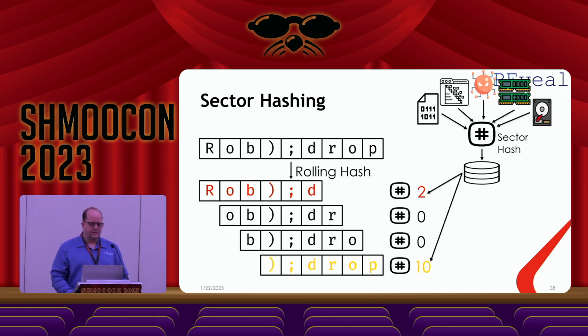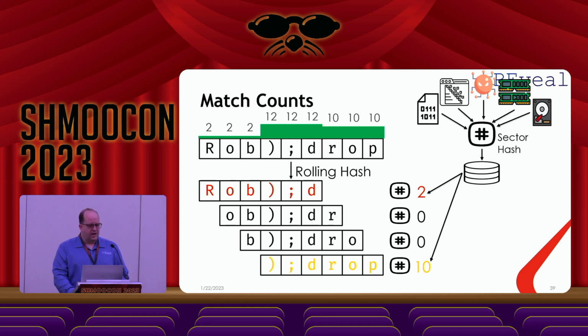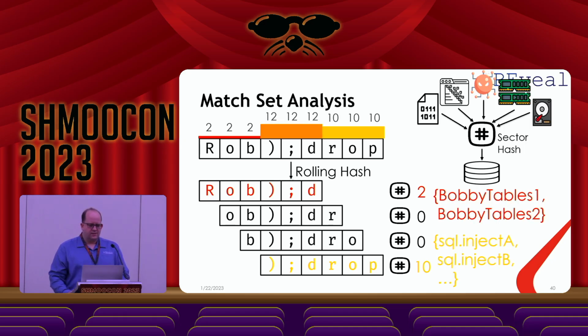So in this case, 2 files matched the first one and 10 files matched the second one in this hypothetical example. What we can then do is take those counts and apply a histogram over every byte of the original file. And we can see, hey, this spot is matching this many files, this spot is matching that many files. And then we can go a little bit further and see, hey, these are matching sets of files.